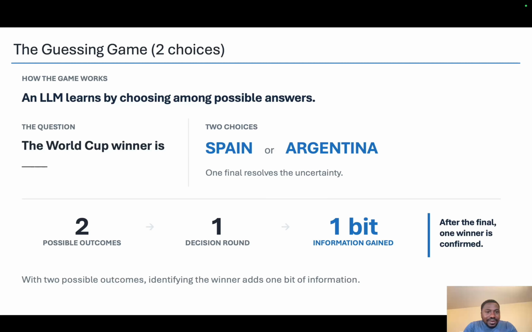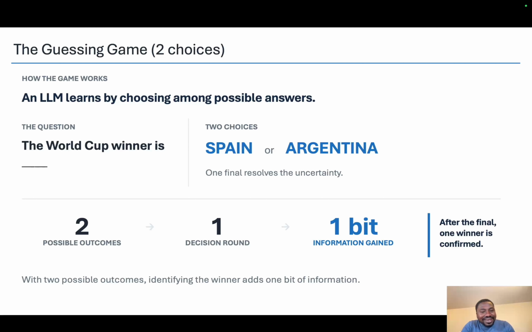Let's think about a guessing game, in this case about the World Cup. An LLM learns by choosing among possible answers. We have different tokens. Which token should I choose? Which answer should I give this person? Which tool should I call?